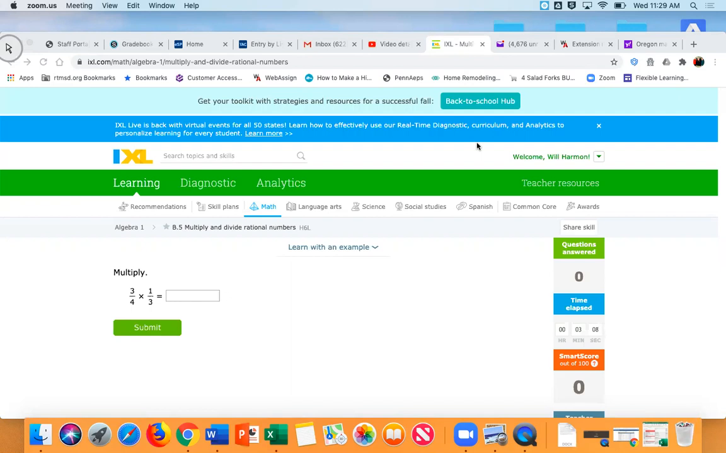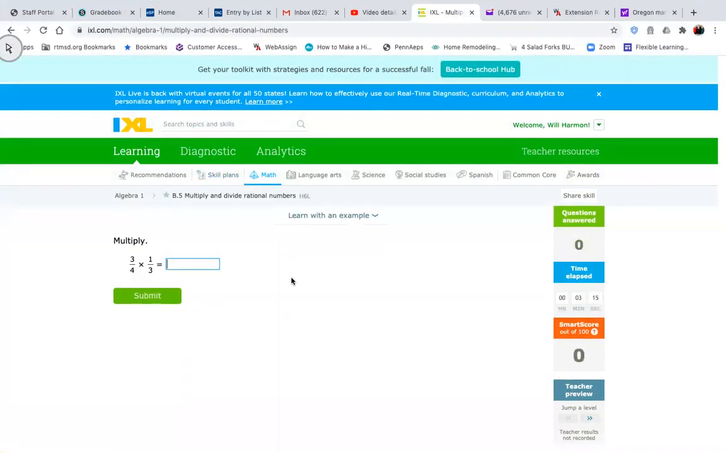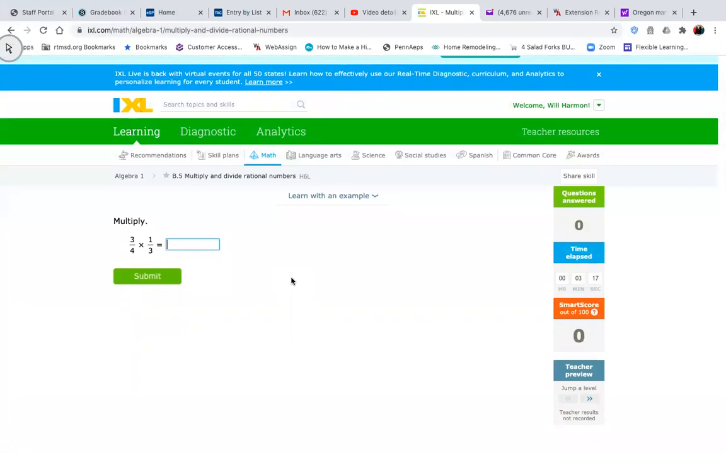Now, with rational numbers, we can multiply straight across, meaning this. 3/4 times 1/3. I can do 3 times 1 and get 3. And I can do 4 times 3 to get 12.